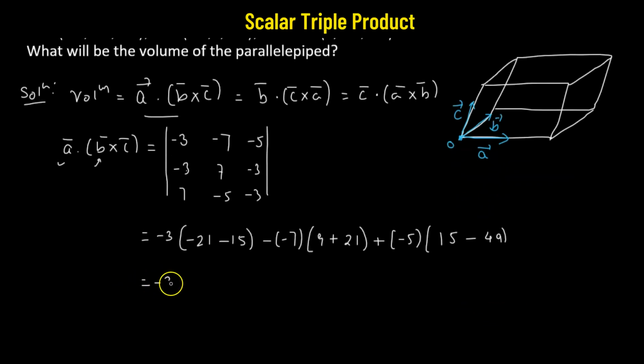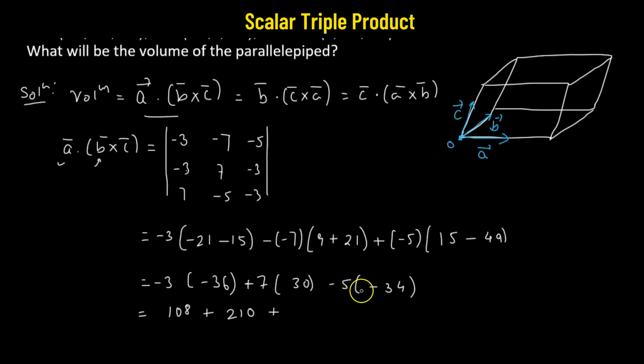So we have -3 times, so -21, -15, so that will be -36, negative times -7, so that will be +7 times 30. We have -5, 15 minus 49, so that's -34. Fine. Now we have -3 times -36, so this will be a positive quantity, which will be 108, plus 7 times 30, so 210. Then we have +5 times 34, so that's 170. So let's add all of them. So we have 210 and 108 and 170, so that's 488. So this will be cubic units, and this is going to be the volume of the given parallelepiped.